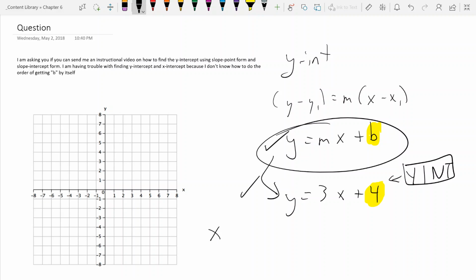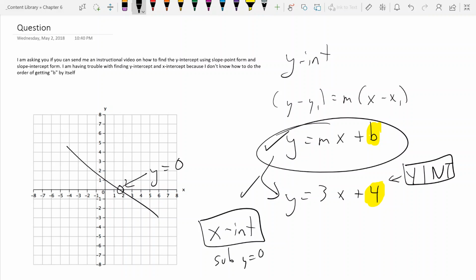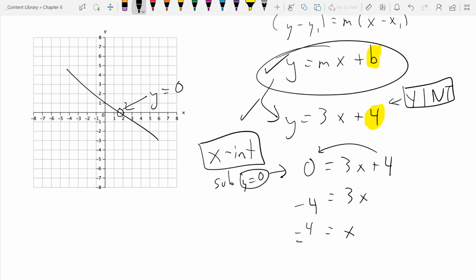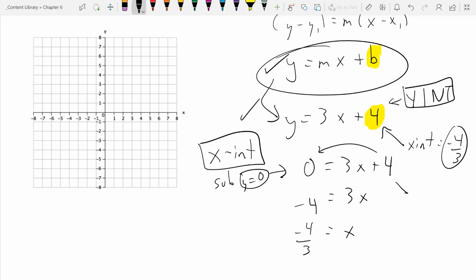To find the x-intercept in any type of situation, that's wherever your line touches the x-axis. At that point, the y is equal to 0. So I'm going to sub y equals 0 into the equation. So I'll rewrite it, 0 equals 3x plus 4. Then I'll rearrange it, so I move the 4 to the other side. And that's my value. So in this equation, the x-intercept is -4/3. A lot of times you're going to find it's like a fraction or something ugly, but that's how you do it.